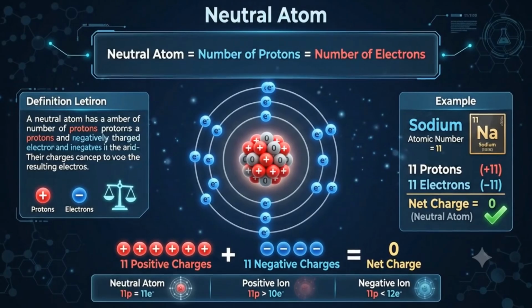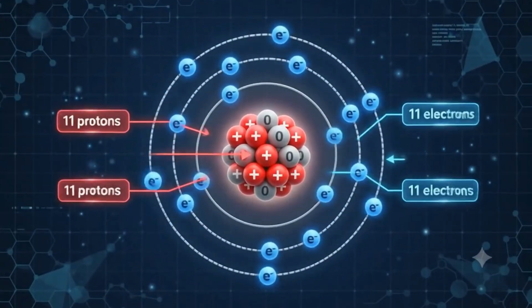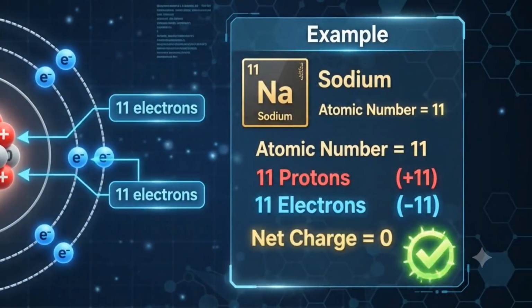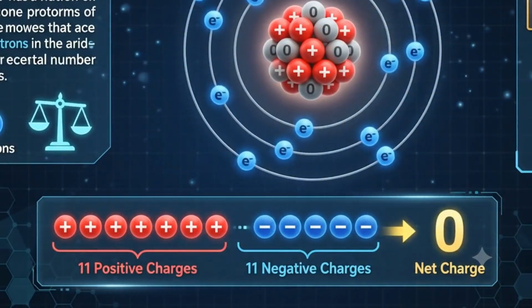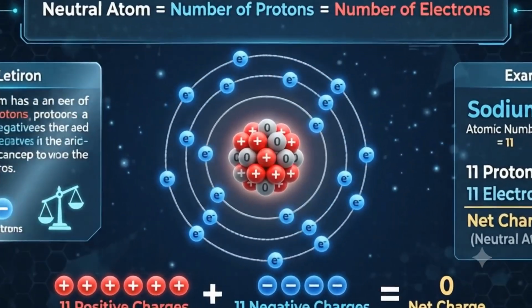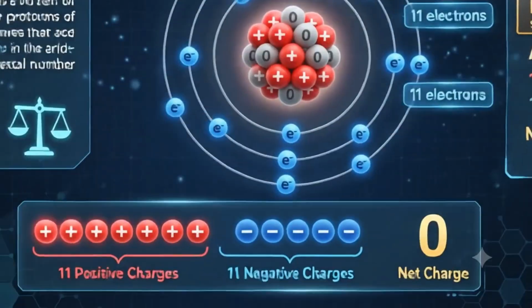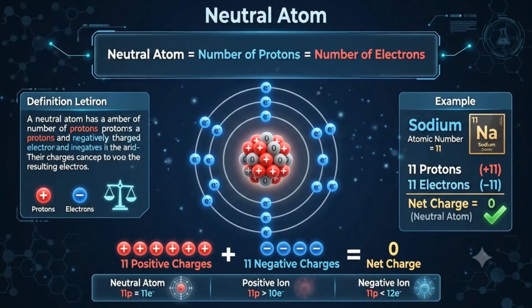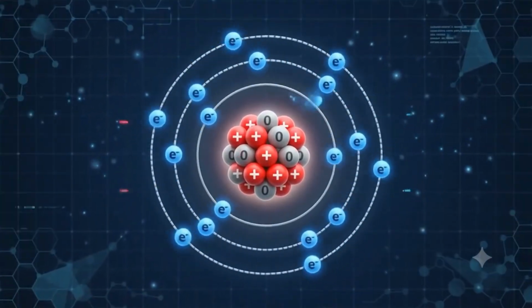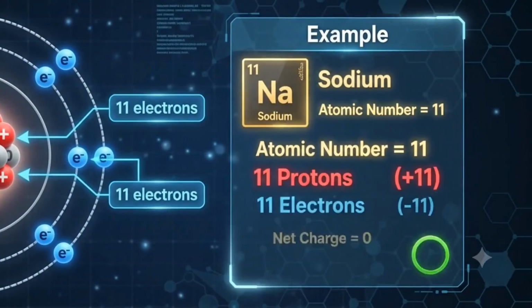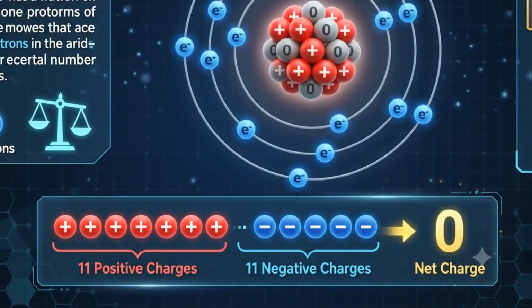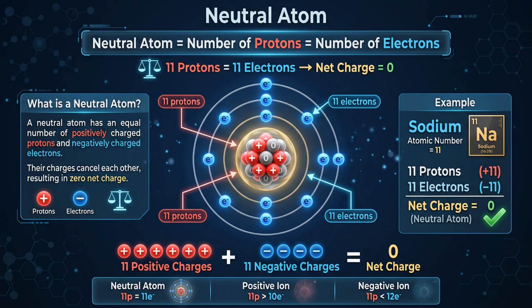Now that we understand atomic number, mass number, and the number of neutrons, the next important concept is the neutral atom. A neutral atom is an atom that has no overall electrical charge. This happens when the total positive charge inside the atom is exactly balanced by the total negative charge. In other words, the number of positively charged protons is equal to the number of negatively charged electrons. Since positive and negative charges have the same magnitude but opposite signs, they cancel each other completely. As a result, the atom has a net charge of 0, which is why it is called a neutral atom.